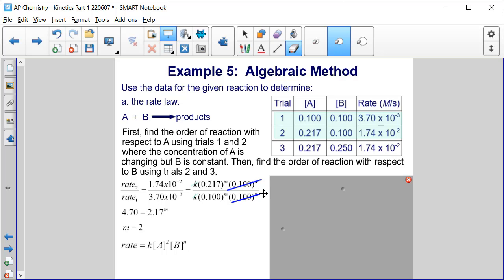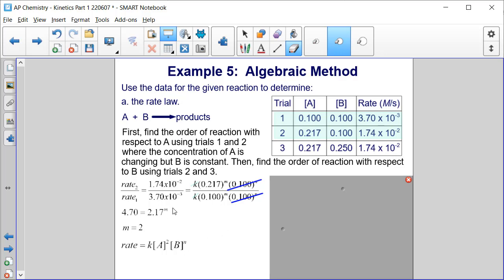That's why it's important to choose one where the concentration you're not interested in remains constant, so that it drops from the equation, and so does K. And then we can simplify this. 1.74 times 10 to the minus 2 divided by 3.70 times 10 to the minus 3 is 4.70. And 0.217 divided by 0.100 is 2.17 to the M power.